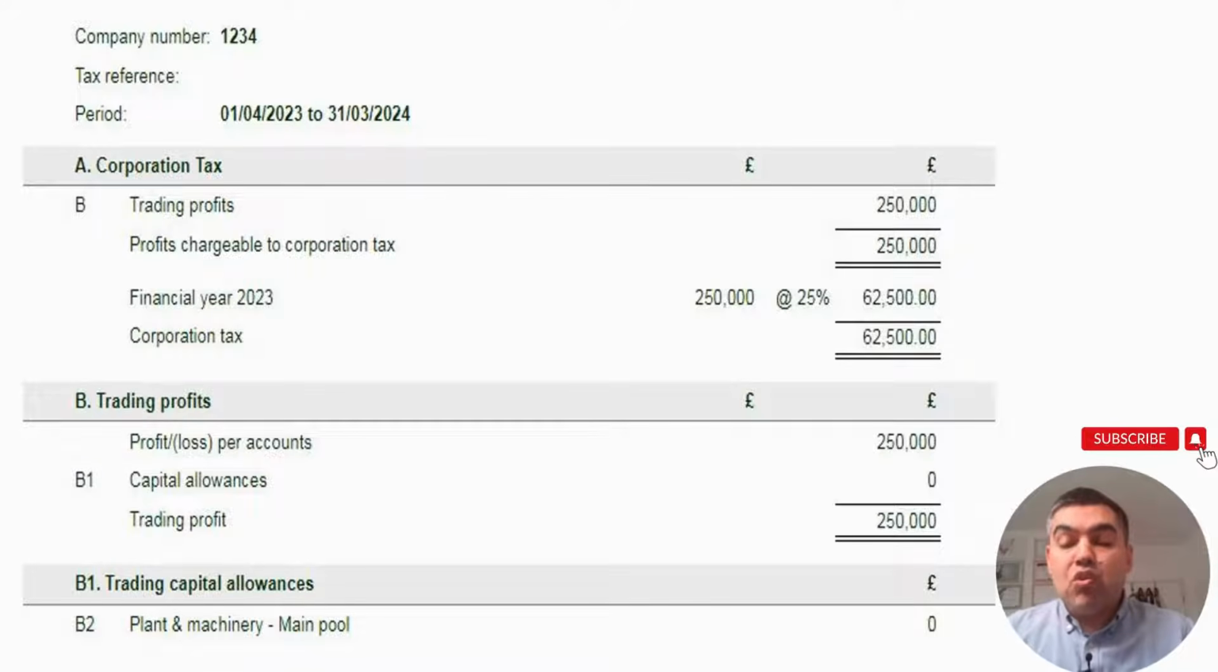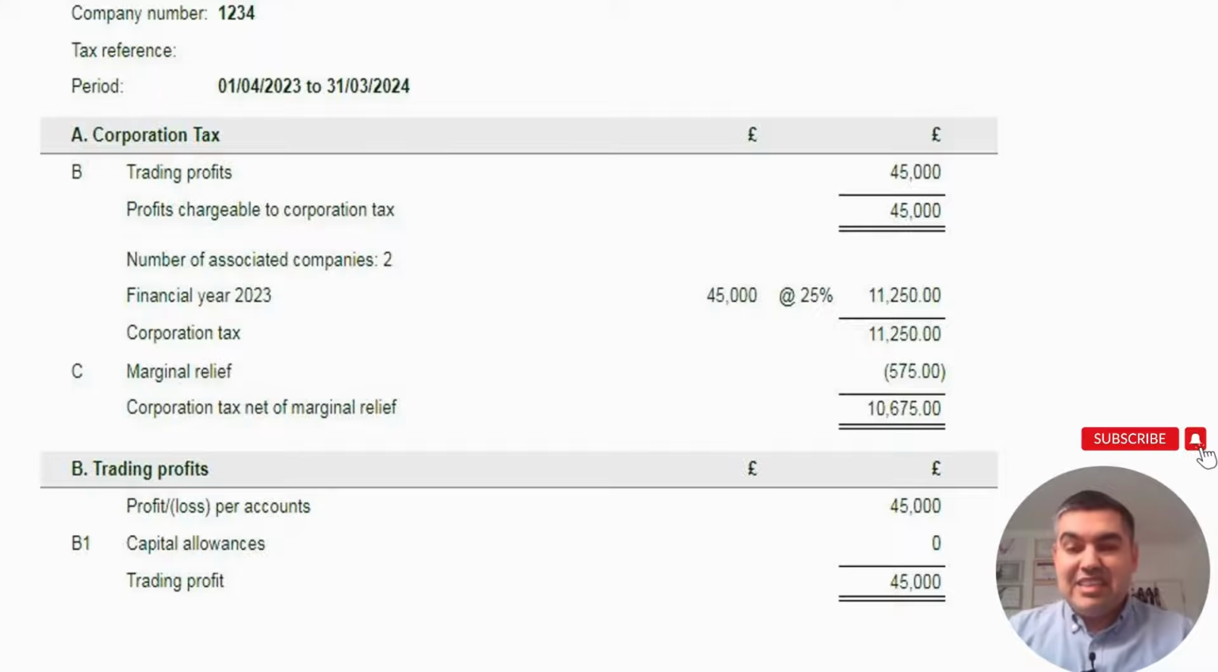Marginal relief is only available when the augmented profit is between 50,000 and 250,000. Here, the augmented profit is 250,000. It has already touched this 250,000 upper limit. So here only one corporation tax rate would apply, which is 25%. No marginal relief will be available.